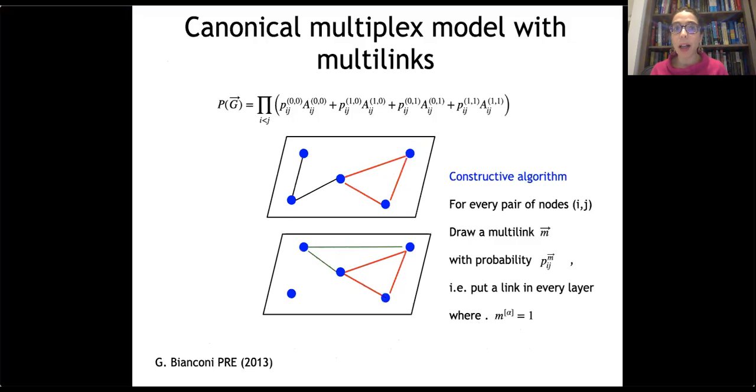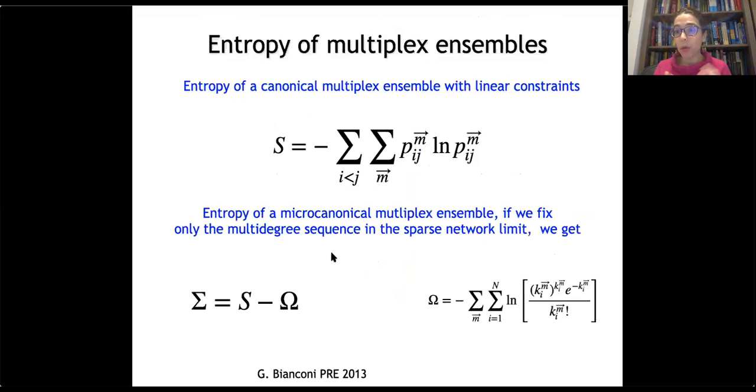Or we can have a canonical multiplex ensemble in which we calculate the marginal probability that node i and node j are connected by a multilink vector n, and then we draw a die for every node i and j. We draw a die, and with probability pij(m), we draw a multilink vector m. So we put a link in every layer where m_alpha is equal to 1. And of course, it is not a surprise after all what we learn in this module.